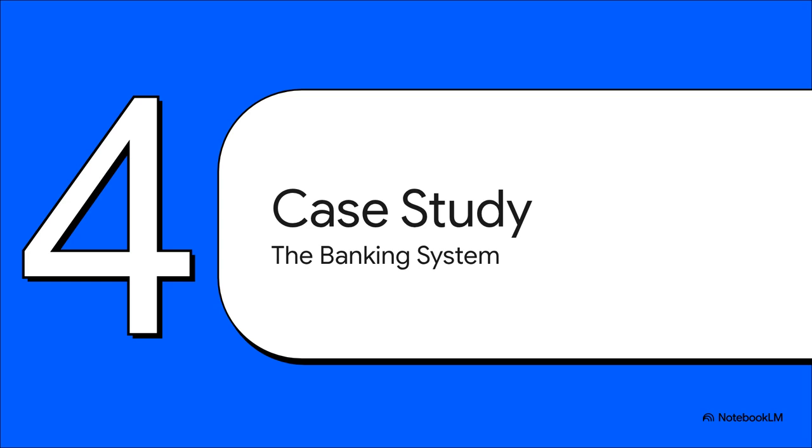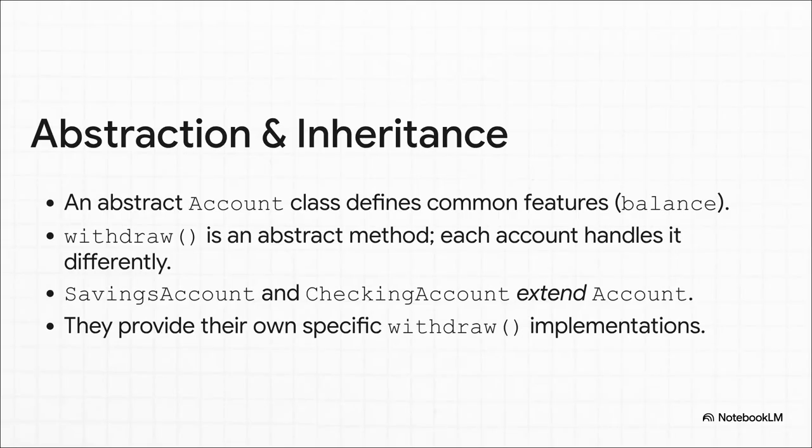Theory is great, but let's put it all together and see how this stuff works in the real world. We're going to design a super simple banking system, and you'll see how inheritance, polymorphism, and abstraction aren't just academic ideas, they're totally essential. So first, we use abstraction. We create an abstract class called account. It defines the stuff that all accounts need, like a balance and an account number. But we declare the withdraw method as abstract. Why? Because a savings account and a checking account handle withdrawals differently. They have different rules.